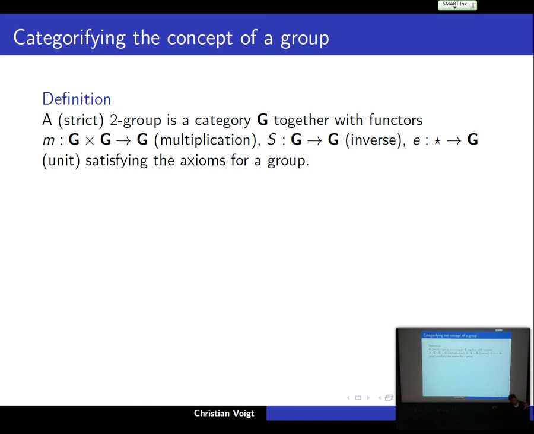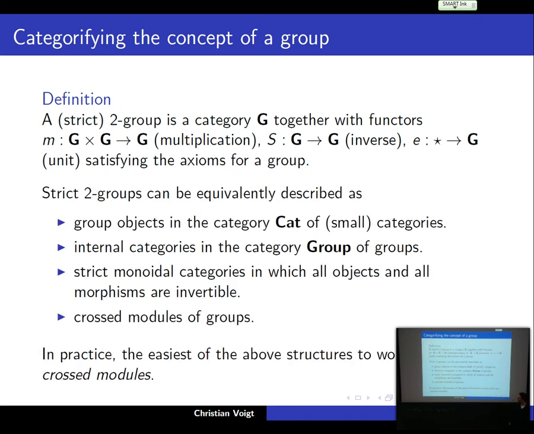You can write it all out, and it's not too hard to do that, and what you find is that one way to phrase two-groups is to say that they are group objects in the category of categories. That's basically what I've written up there. But you can rephrase this in various ways, and I've just written that down. The only one which will be important to us is the last one. Two-groups can be encoded in terms of crossed modules of groups. That's what we will focus on, crossed modules. And let me just tell you what a crossed module is.